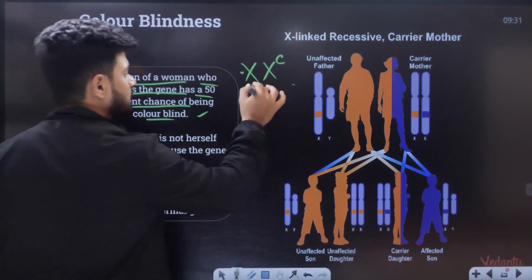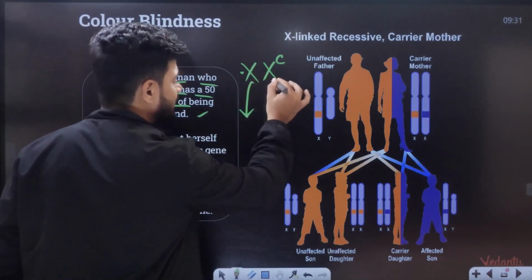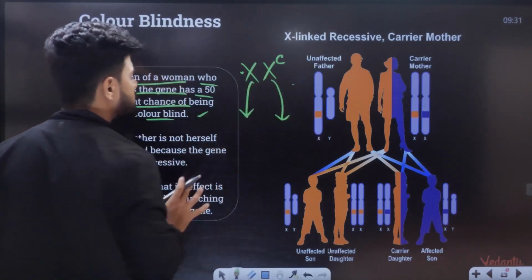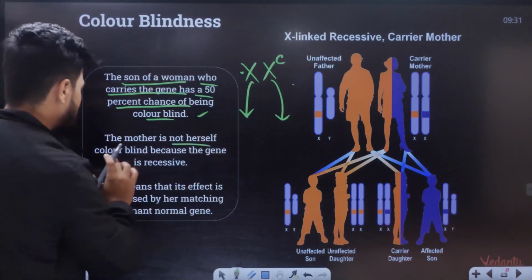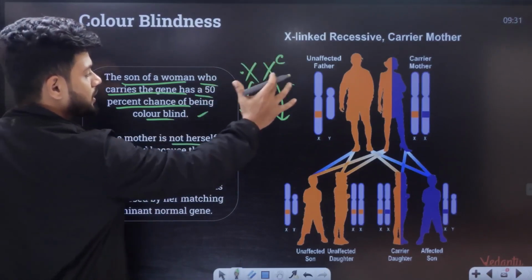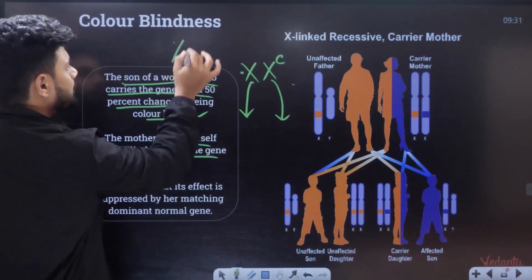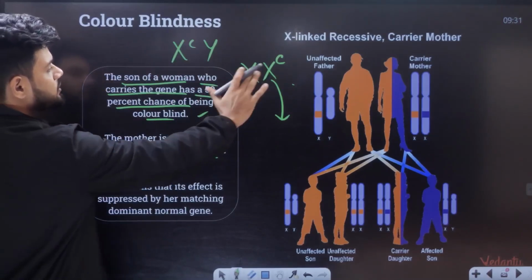The son will get either this X chromosome from her or the other one, so there's a 50% chance that the son can be colorblind. The mother is not herself colorblind because the gene is recessive. But if the male is like this, the male is going to be colorblind, but the female is going to be a carrier.